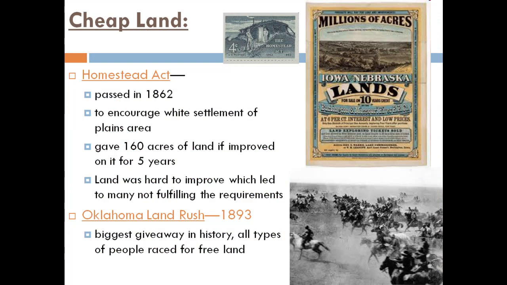To talk a little bit more about these factors, the Homestead Act, and we've talked about this before, was passed in 1862, so just prior to the Civil War. And it encouraged white settlement of the plains area. It gave 160 acres of land to someone if they were willing to stay on it and work it for 5 years and make it viable. However, the land was very hard to work, it was hard to improve, hard to farm, and this led to many people not being able to fulfill the requirements.